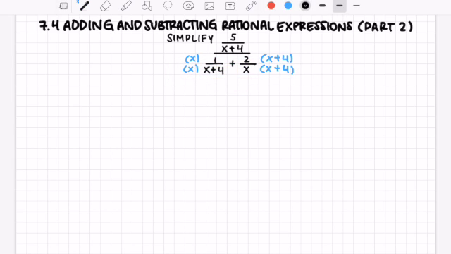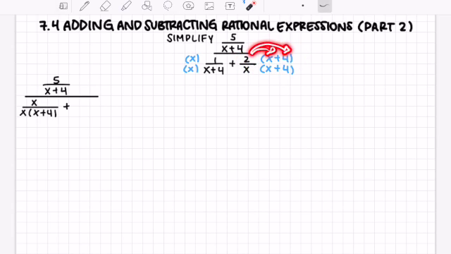So right here, I'm going to be left with 5 over x plus 4, and that's going to be all over 1 times x, which equals 1x or x, over x times x plus 4. And then for the other side, I am multiplying 2 times x plus 4. So I could just distribute the 2 to both the x and the 4. Once I do that, now I'm left with x times x plus 4 on the bottom.